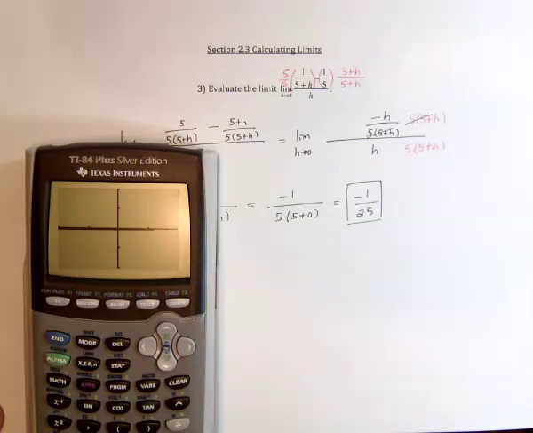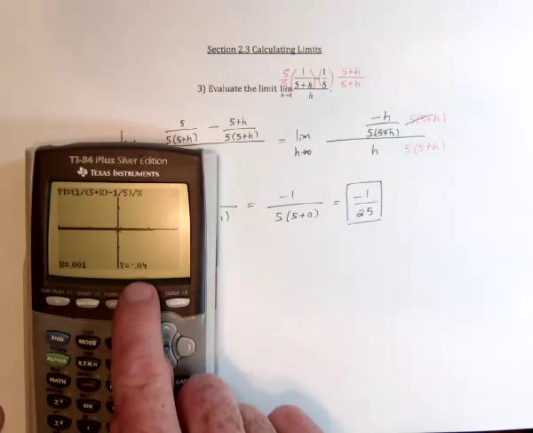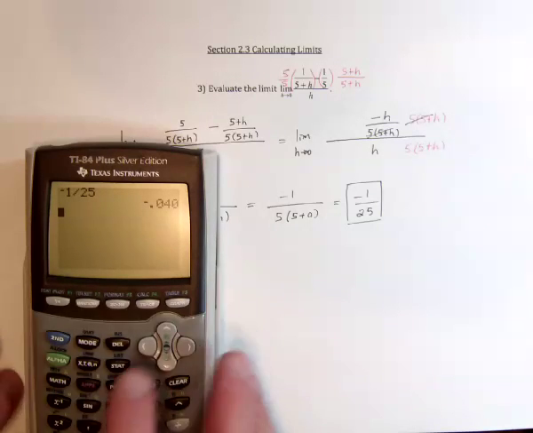So negative 1/25. So if this is 0.001, then negative 0.04. Let's see. Negative 1/25. Yes, that's right. Okay, great. We've got it.